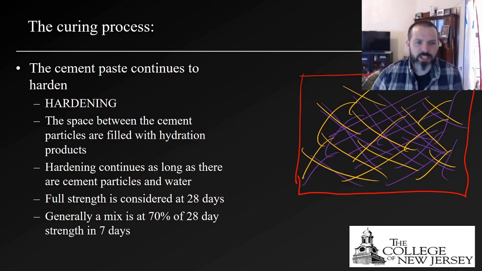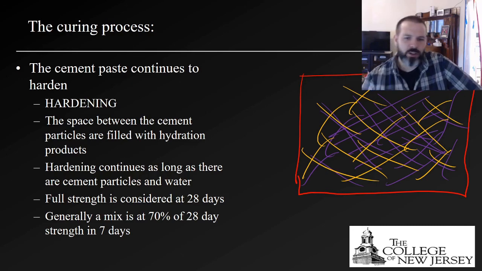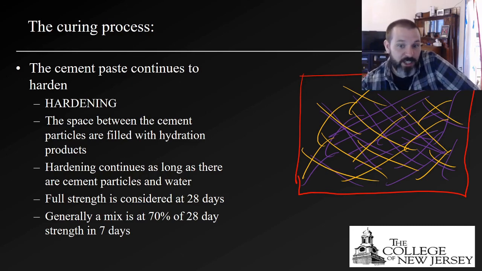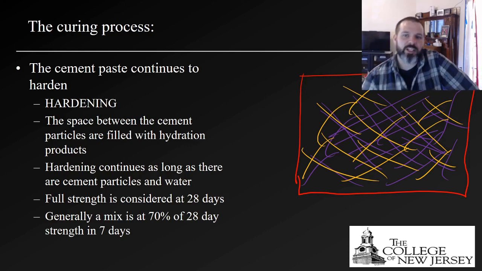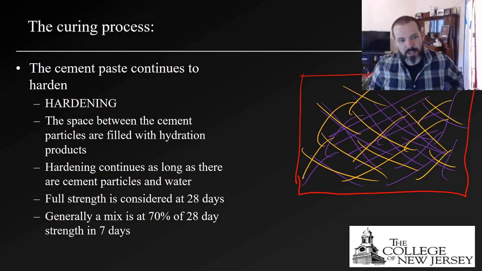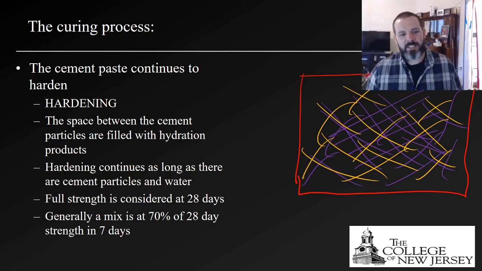Now, hardening continues as long as there are cement particles in water. So basically, you could make something out of concrete. Some water could evaporate, and every time it rains, it gets wet, and it will continue hardening the concrete until there is no cement left. The full strength for concrete is considered to happen at 28 days, and generally at 7 days, a mix is at 70% of the 28-day strength.